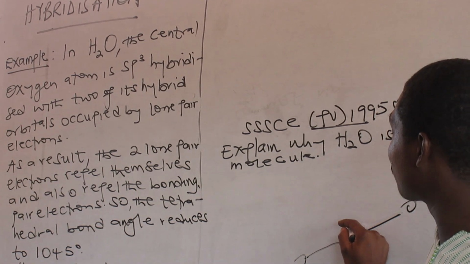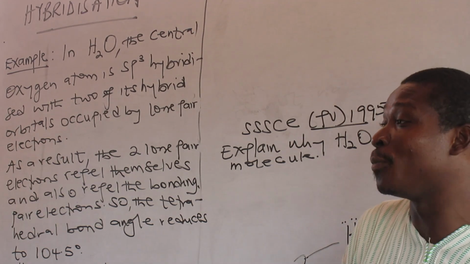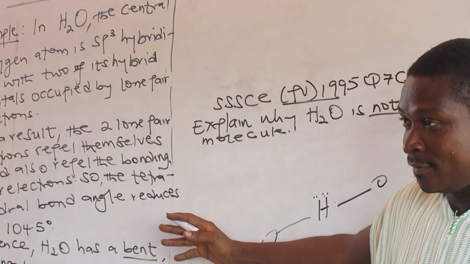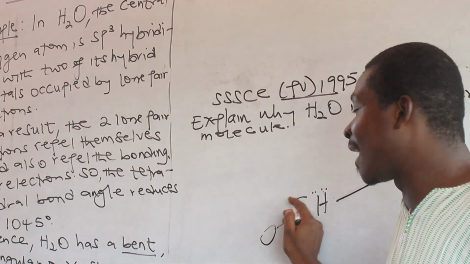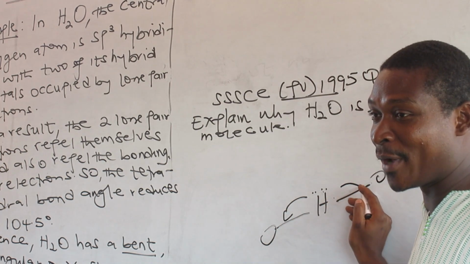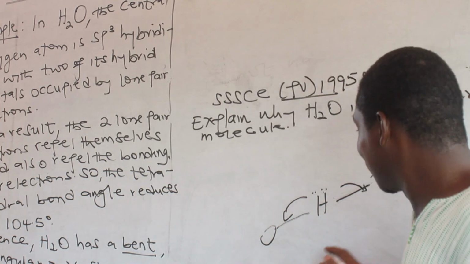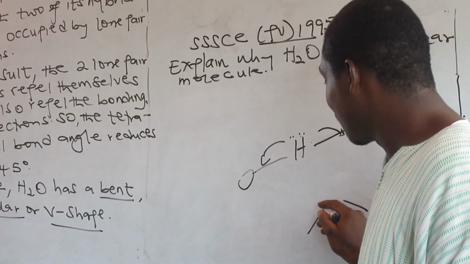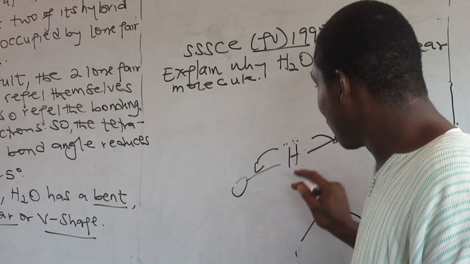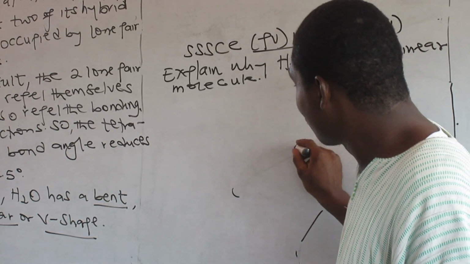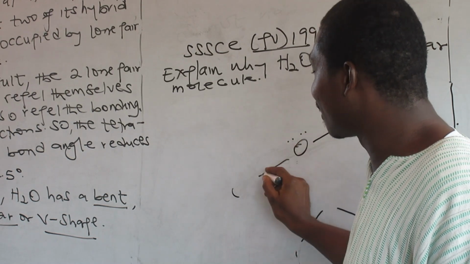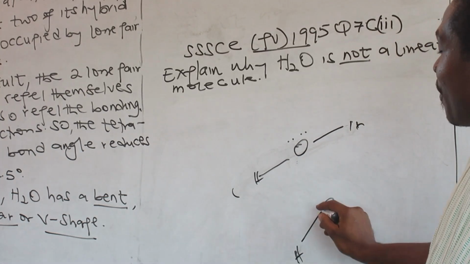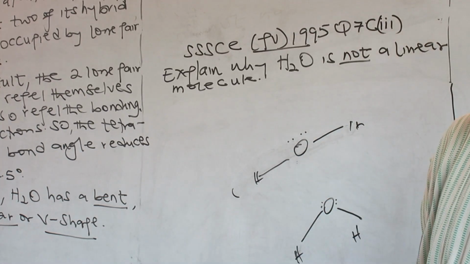Water is supposed to be linear, but two of its hybrid orbitals are occupied by two lone pairs. So these lone pairs repel themselves, and in the course of going to the other side, they attack the bond pair. This also attacks the bond pair, so they close the angle. So it becomes something like this. So it closes it, and water at the end happens to be this. Are you okay?